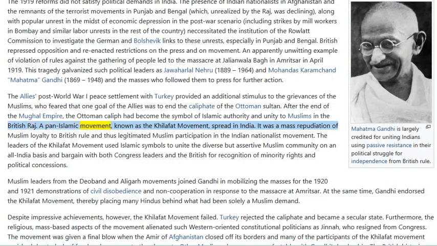A pan-Islamic movement, known as the Khilafat movement, spread in India. It was a mass repudiation of Muslim loyalty to British rule and thus legitimated Muslim participation in the Indian nationalist movement. The leaders of the Khilafat movement used Islamic symbols to unite the diverse but assertive Muslim community on an all-India basis and bargain with both Congress leaders and the British for recognition of minority rights and political concessions.